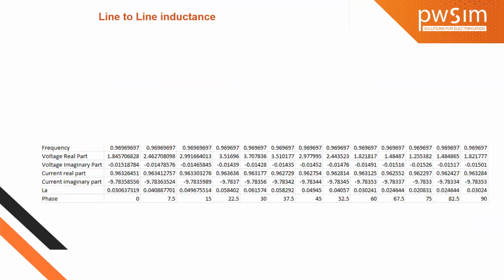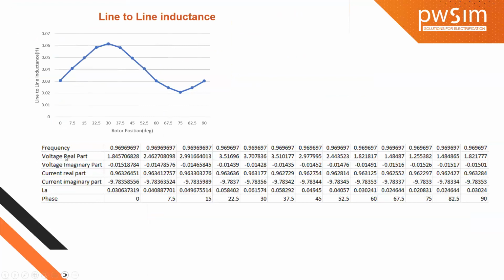Once you have taken that, you will have the real part of the voltage, imaginary part of the voltage, real part of the current, and imaginary part of the current. With these values, we need to calculate the inductance. This total inductance is the line-to-line inductance. It can be obtained using this formula that we use in our JMAG to calculate the line-to-line inductance value. We use the imaginary part of the voltage times the real part of the current, subtracting the real part of the voltage times the imaginary part of the current.